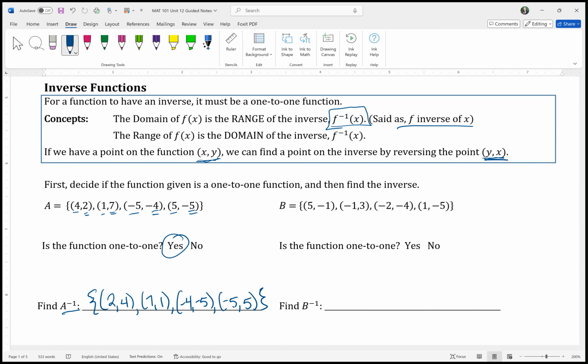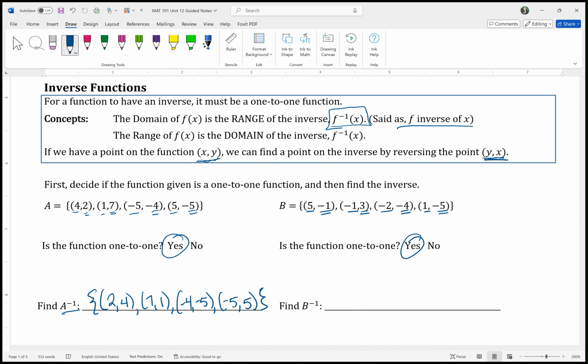Let's look at set B. We have (5, -1), (-1, 3), (-2, -4), and (1, -5). Let's check our x's. 5, -1, -2, 1. None of those are repeats, so we're good. Let's check our y's. -1, 3, -4, -5. None of those are repeats, so we're good. So this is indeed a one-to-one function. So that would be yes.